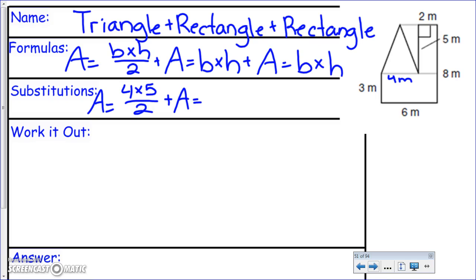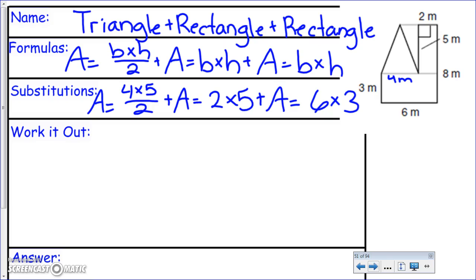Plus the area of the rectangle to the right, which we know is 2 times 5. Plus the area of the rectangle at the bottom, which we know is a base of 6 and a height of 3. So now we just need to work it out.